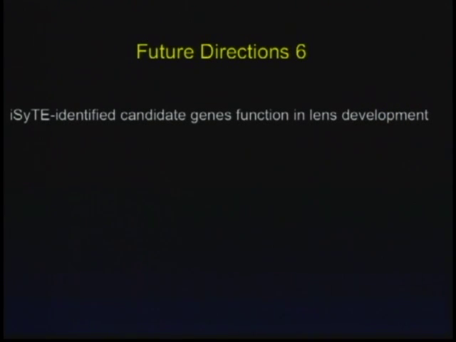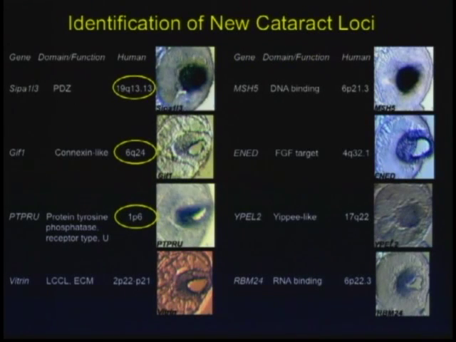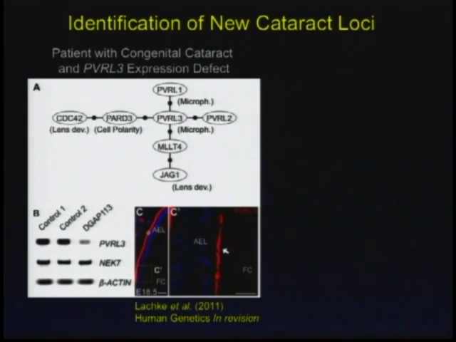So another future direction is that I have collaborations going on in the Middle East, in the middle of Iowa, and really in the middle of Colorado as well. And I have a cohort of genes which has been prioritized by iSyTE as candidate genes that may function in lens development. Some of them have already been mapped to loci in humans or mice. These are section in situs. Most of these are genes which have never been described in any context before. So we would be pursuing our ongoing collaborations with these folks to find new cataract genes. One of them is already in revision. It's PVRL3.